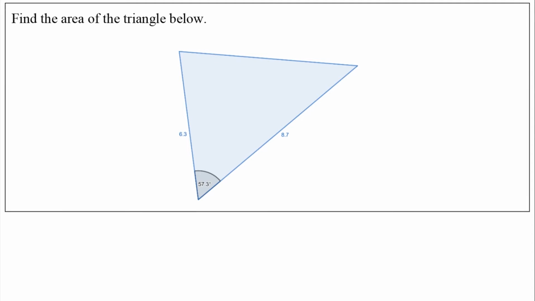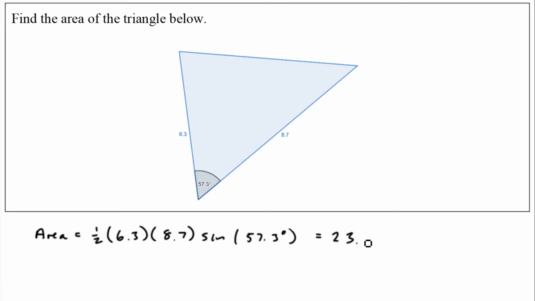To illustrate this, consider this question. Find the area of the triangle below. In this case, the angle that we know is in between two sides whose lengths we know. So this is in exactly the form that we want. We can therefore say that the area of this triangle is going to be equal to 1/2 times the length of one of the sides, times the length of the other side, times the sine of the angle that we are given. So using a calculator, we have that the area is 23.1 to 3 significant figures.